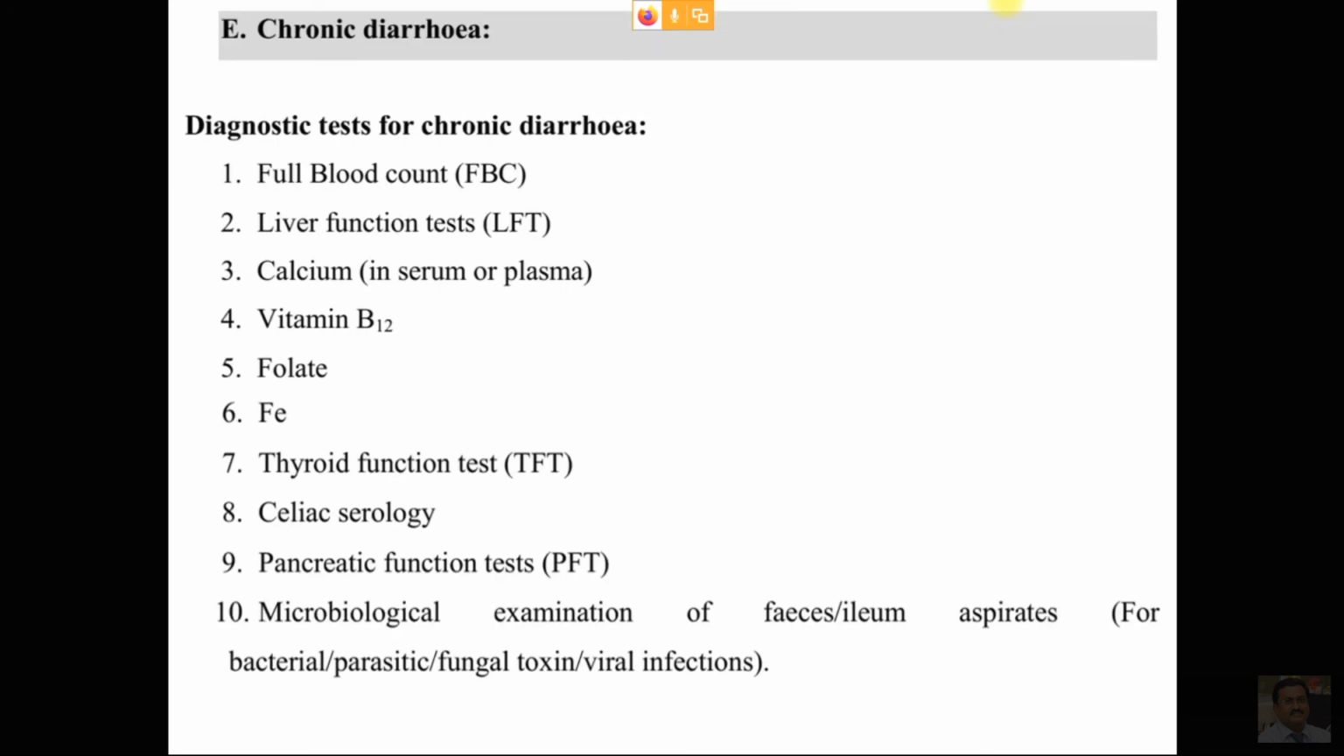And coming to chronic diarrhea, here we are going to have n number of tests. The first one is the full blood count. This is called FBC, but now the term is CBC, the complete blood count. FBC is very common in most of the European countries and other countries. If you are seeing any book, it will be like this.